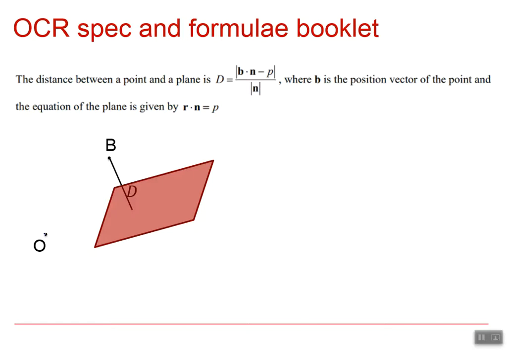So we have the vector here, which is the vector b, so it's the position vector of this point B, and we have a vector which is normal to the plane. That's this vector n here. And we're going to have r dot n equals p, which is the equation of the plane, and then we're going to use this in this formula here.